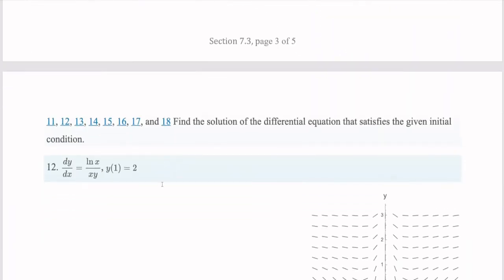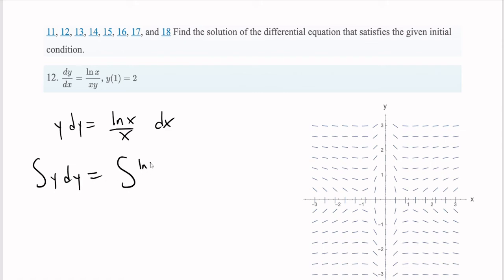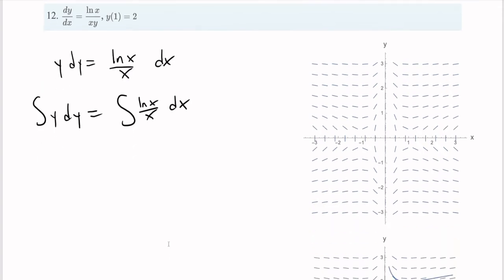Okay, so let's do an example with what's called, again, an initial condition. And this is just going to add an extra step. That's it. So still, forget about the initial condition to start. Let's separate all the y's on the left, y dy, all the x's on the right. So this would be, move the dx over, ln x over x dx. Okay, now do your integration. y dy, ln x over x dx. Okay, this one's not too bad.